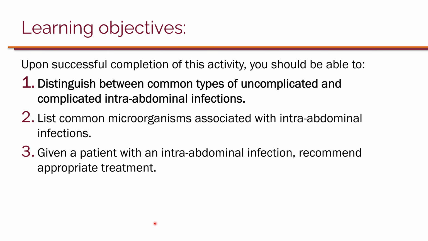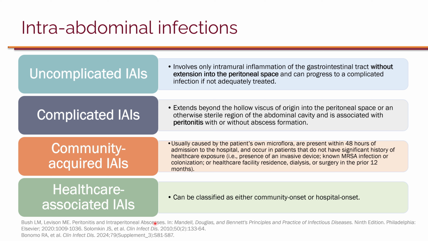The first learning objective is to distinguish between common types of uncomplicated and complicated intra-abdominal infections. Let's look at some definitions. So uncomplicated intra-abdominal infection involves only intramural inflammation of the gastrointestinal tract without extension into the peritoneal space. And so this is essentially localized at specific organs, so let's say the liver or the colon or some of those organs, without extension into the peritoneal space.